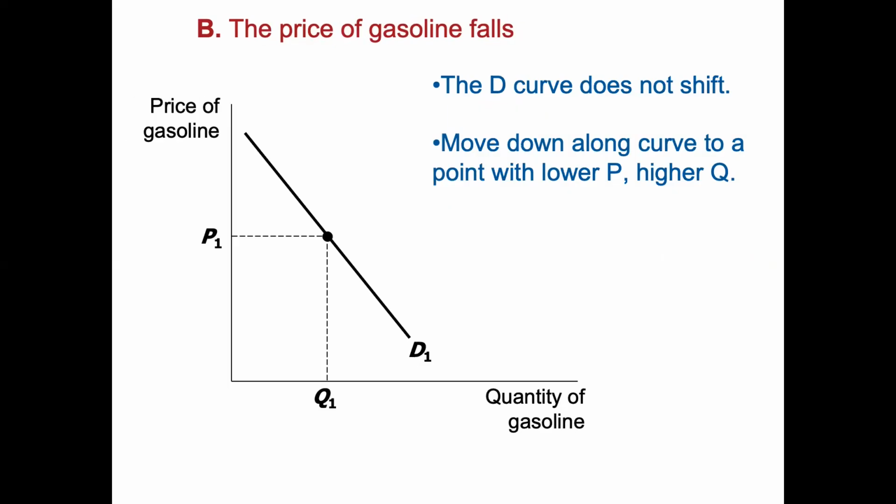What happens to the demand curve for gasoline if the price of gasoline falls? Well, the demand curve does not shift. Remember, demand curve shifters are non-price factors. Because it is a change in price, the curve does not shift. However, there will be a movement down along the demand curve to a point with a lower price and a higher quantity demanded.